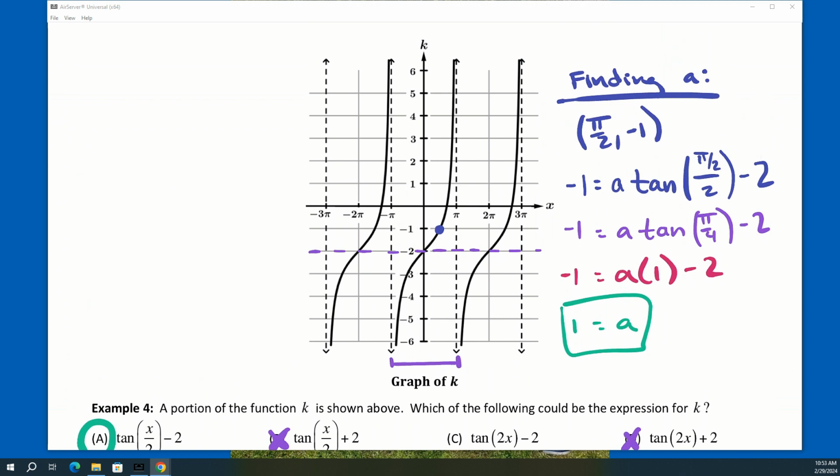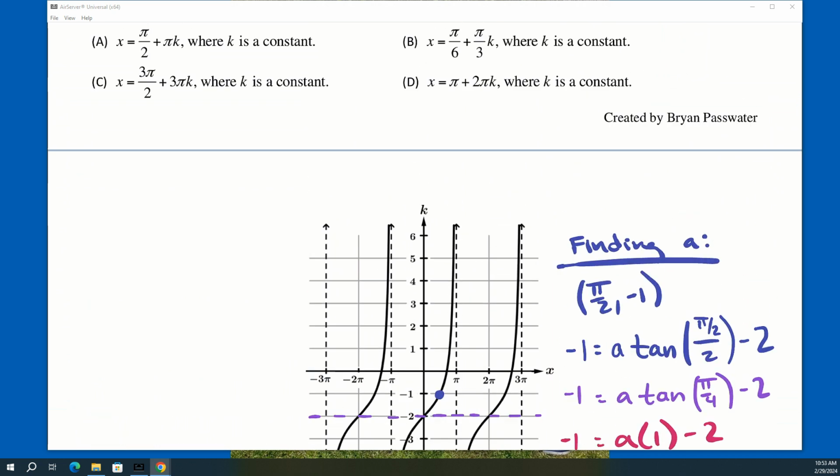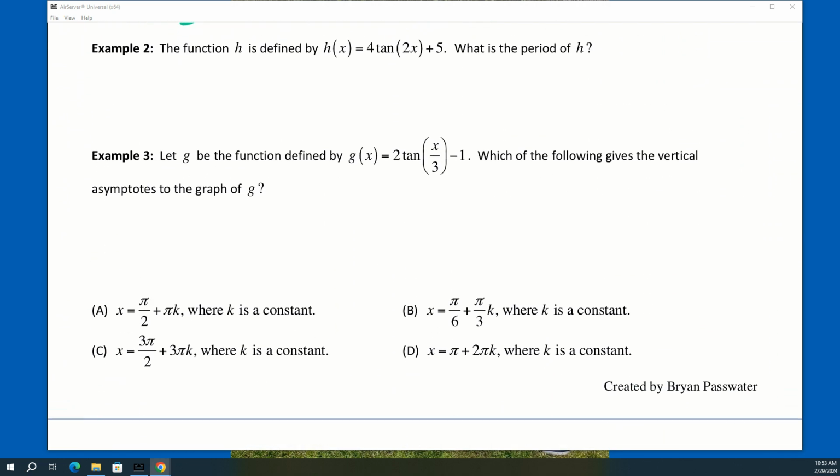All right. You're going to get better at that. It's just going to take some time. Okay, we're going to go back and do example 2.